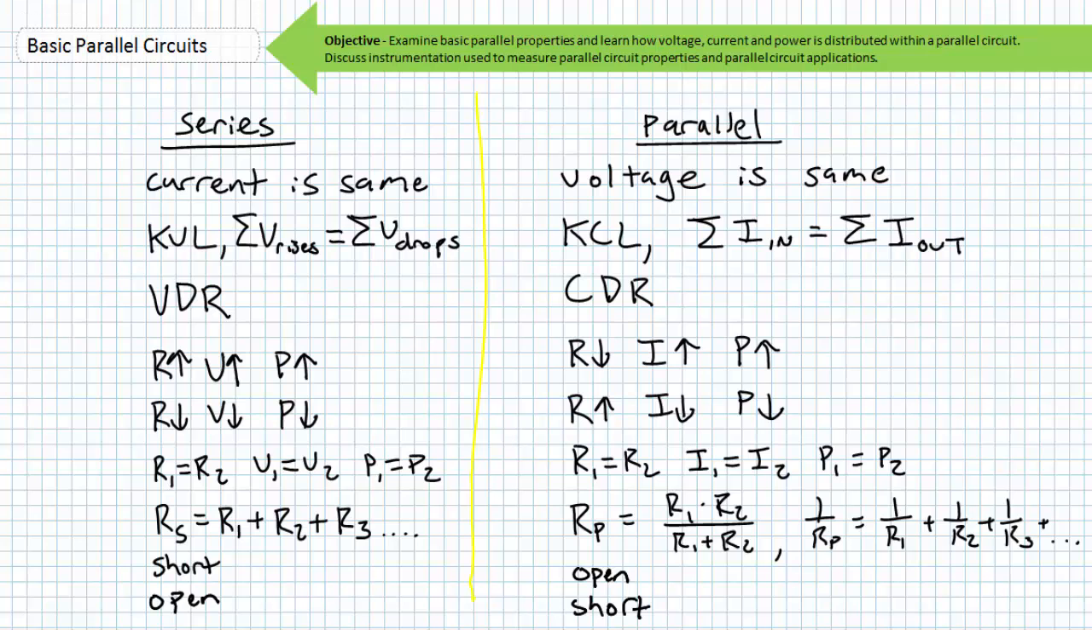But realize elements in series with one another must necessarily carry the same current through them, and elements in parallel with one another must necessarily have the same voltage across them. The sum of voltage rises will always equal the sum of voltage drops. What goes up must come down. The sum of currents entering a node must equal the sum of currents leaving a node. What goes in must come out.